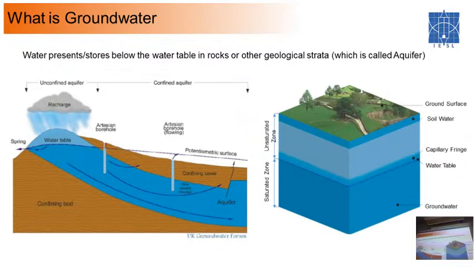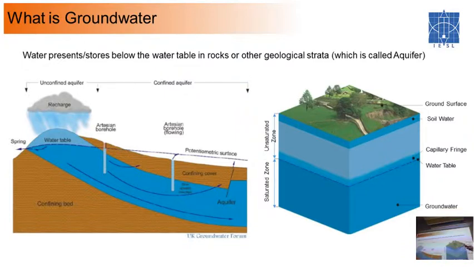The basic simple definition of groundwater is the water present below the water table in rocks or other geological strata. The water bearing units or geological strata like sand or gravel are called aquifers, and mainly there are two types of aquifers: unconfined and confined aquifers. In unconfined aquifers, the water table is open to the atmosphere through permeable overlying materials. In contrast, confined aquifers are overlain by low permeability materials.